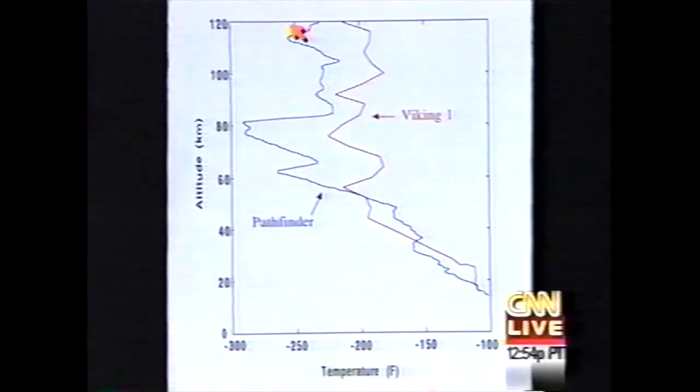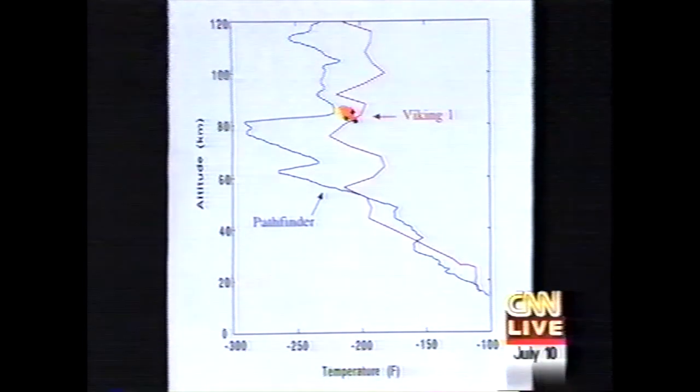Up here at about 120 kilometers down to about 60 kilometers, we find that the blue line, which represents the Pathfinder temperature profile, versus the red line, which is the Viking temperature profile, shows that the atmospheric temperatures are quite a bit colder than they were at the time of Viking. This is only for the upper atmosphere, however.